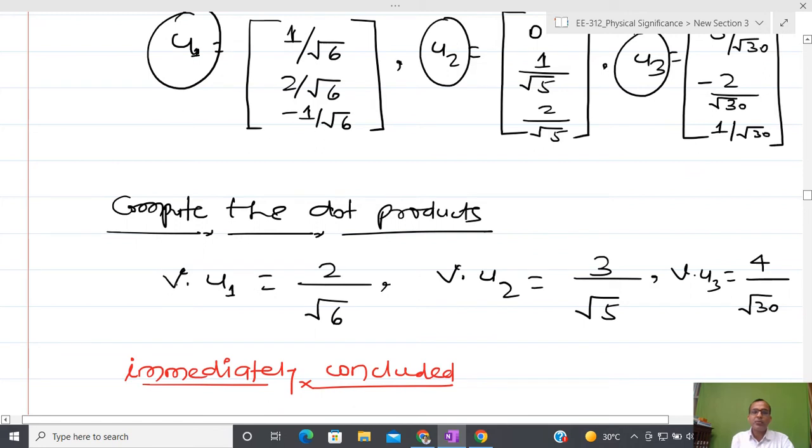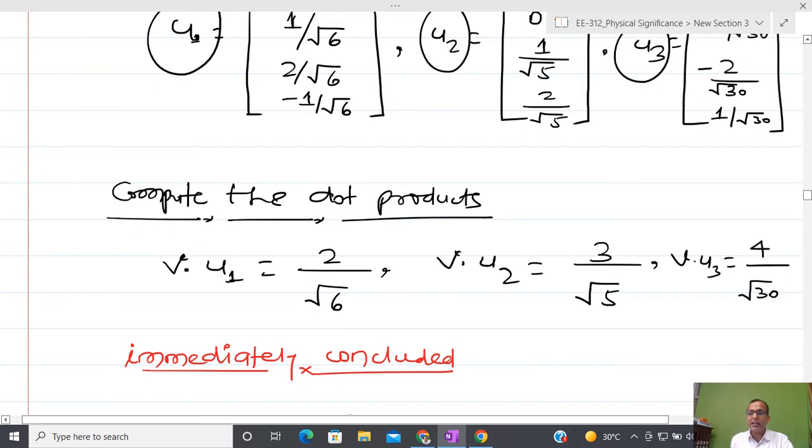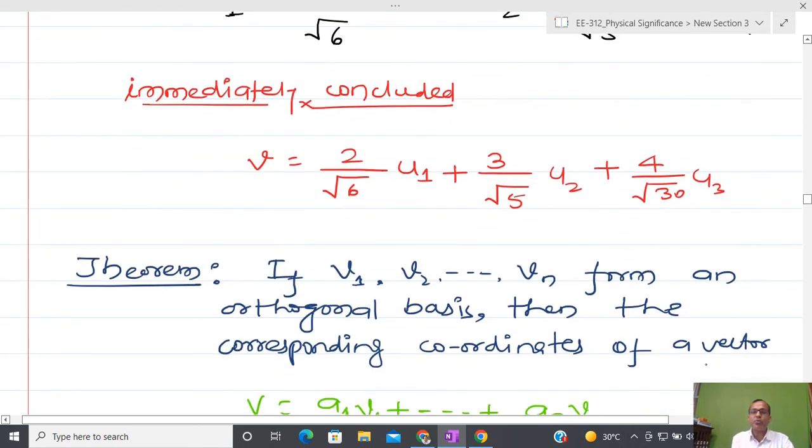What you can do is select the vector v and take the dot product with u1. I have already told you why the dot product is okay here: because I have column vectors and each entry is just a real number. So I am able to define the norm as a 2-norm. Now that is 2 by root 6, the next is 3 by root 5, and the coordinate with u3 is 4 by root 3. In this way, I can very easily express v and its coordinates are like this.